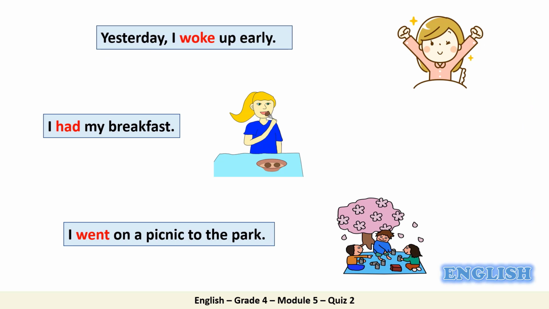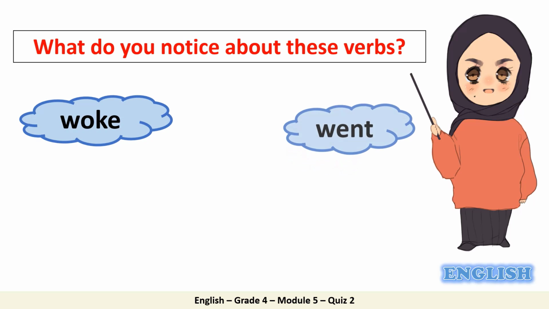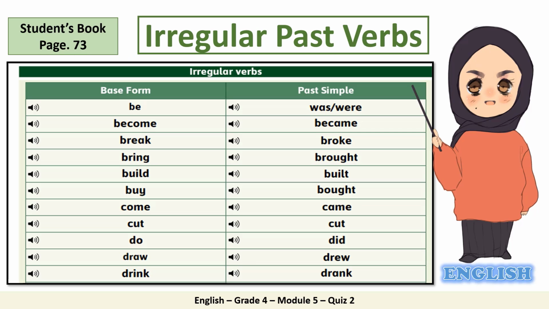One more time, I want you to look carefully at the highlighted verbs in these sentences. What do you notice about these verbs? Walk, went, had. We call these verbs irregular past verbs. You will find this table in your student's book page number 73. Now let's have a look at the verbs in the base form and in the past simple.